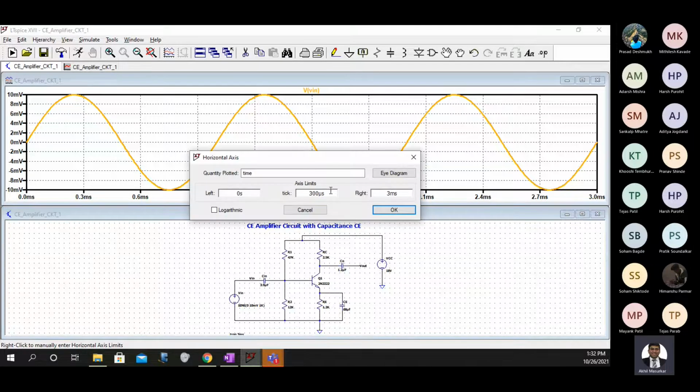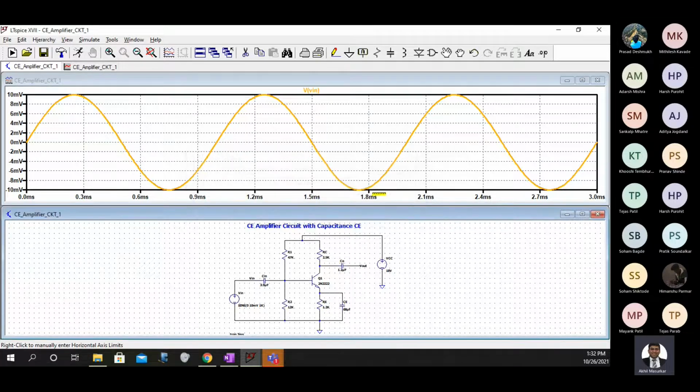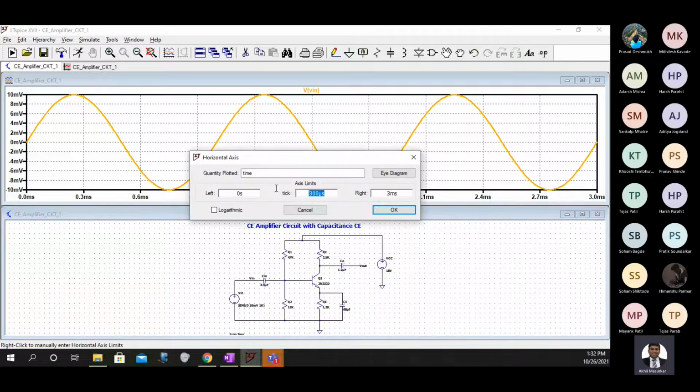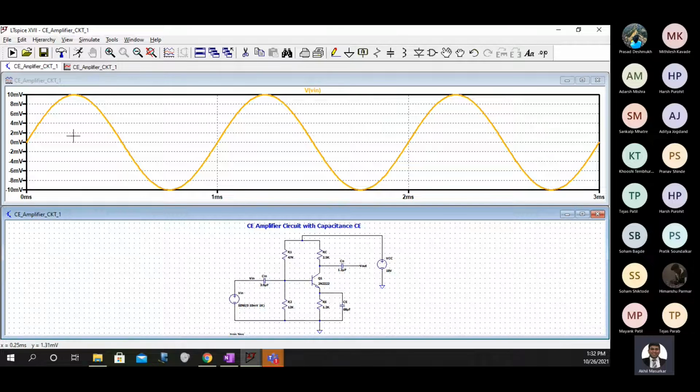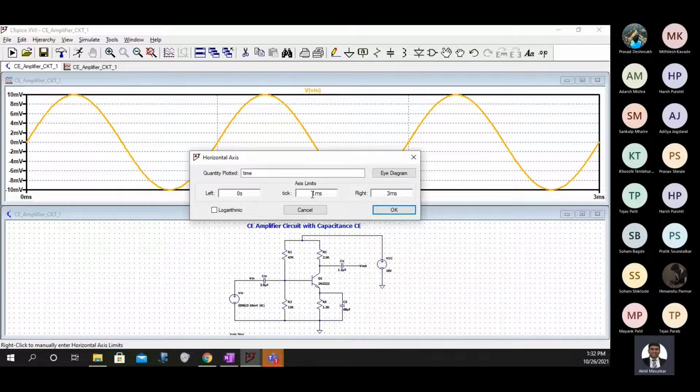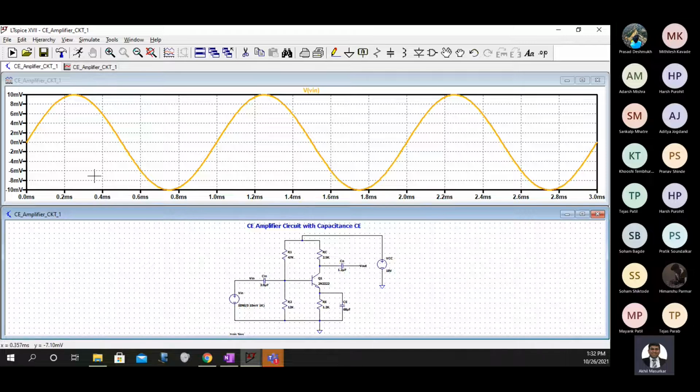Now if you want to see the ticks, we can have here 1 millisecond. And you can see here that exactly at 1, 2, 3 you get this. If you want some more, 0.1, so we can have like this. So your X and Y you should always be able to identify properly.